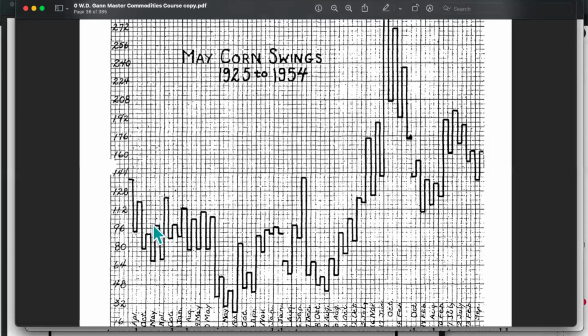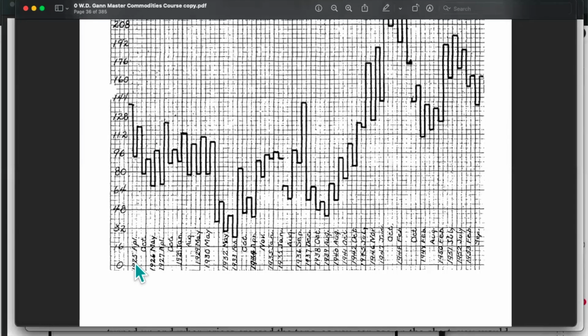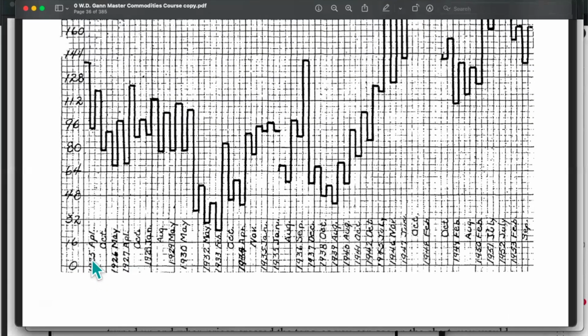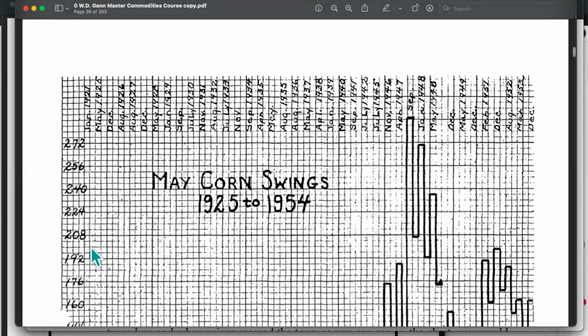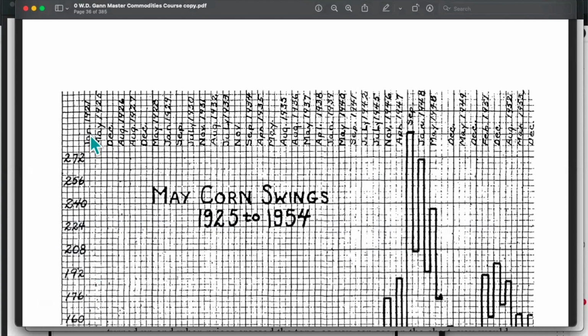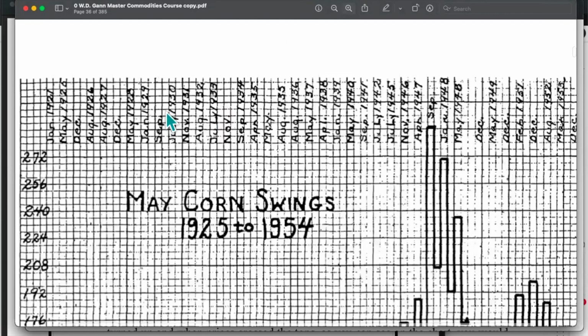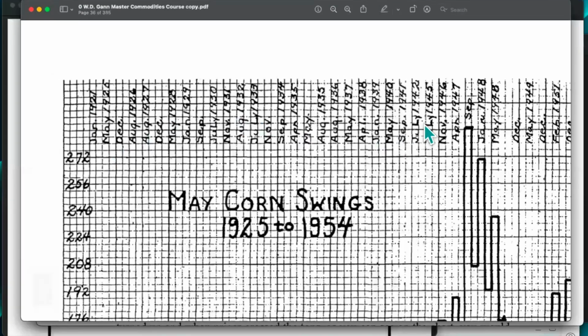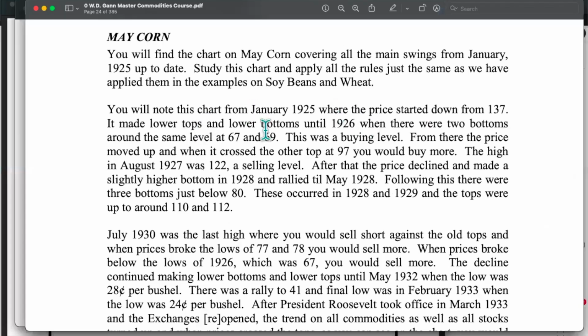If I go over here, these are the dates which have been given. Let me zoom in. This is April 1925, and before this is January 1925. This is January, this is May, where the price started down from 137. So the price which was there as a high was 137.